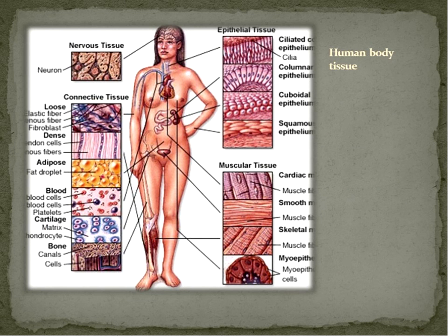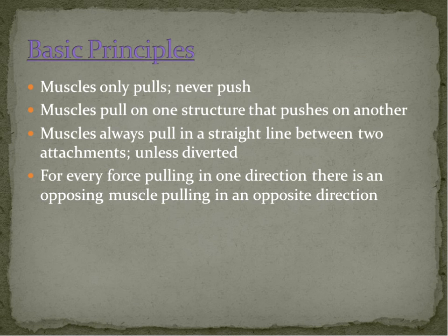These are examples of epithelial tissue, connective tissue, muscular tissue. Questions? Okay.